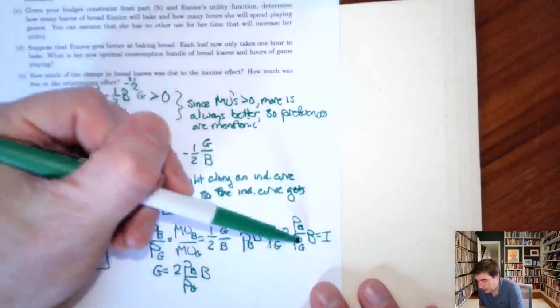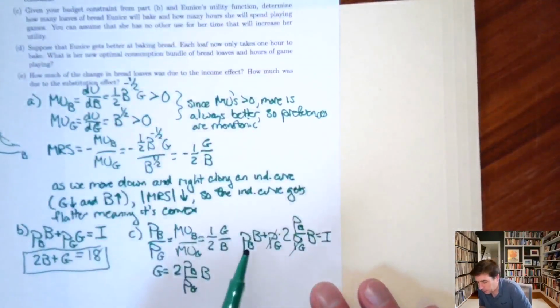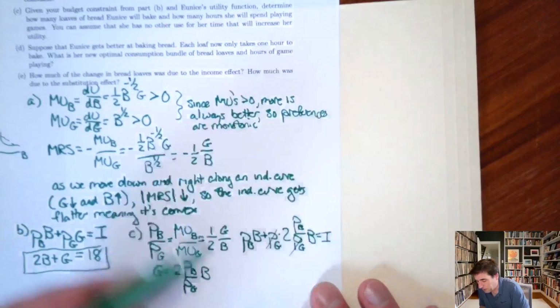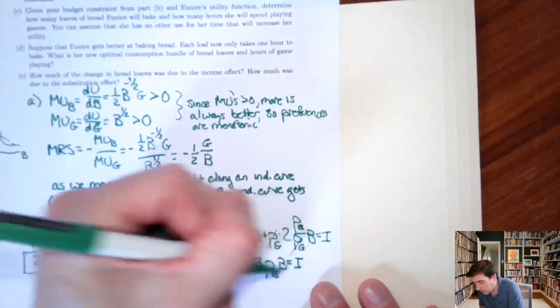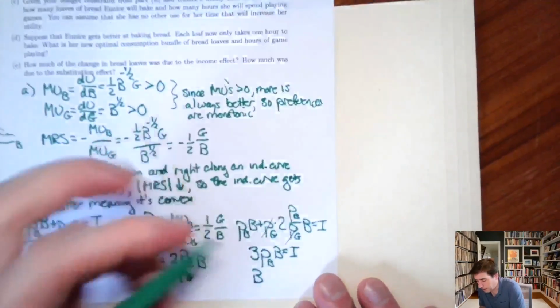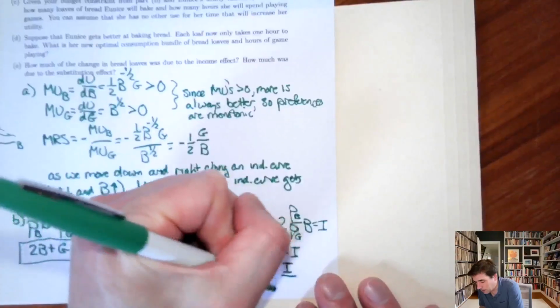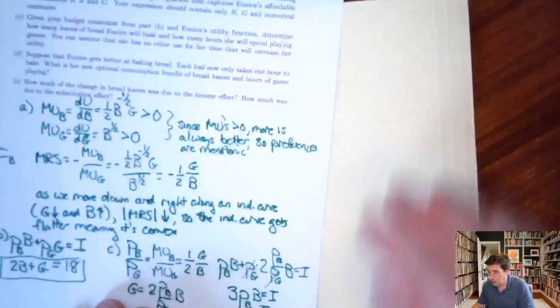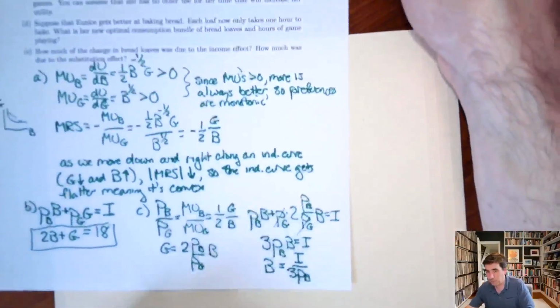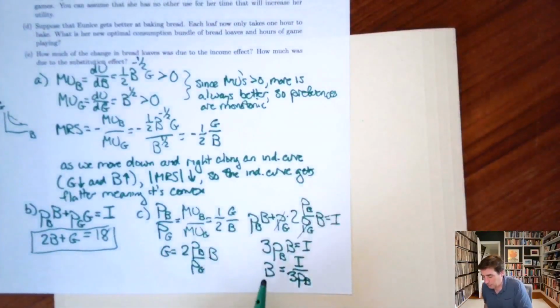So this PG cancels with this PG. And now I've got PBB plus 2PBB is equal to I. That's 3PBB is equal to I, or B is equal to I over 3PB. Okay. All right, so when I look at that expression, that now has B in terms of income and prices. That, if I plug in my income of 18, if I plug in my price of B of 2, that's giving me an exact value for B, right? So I'm pretty much there.